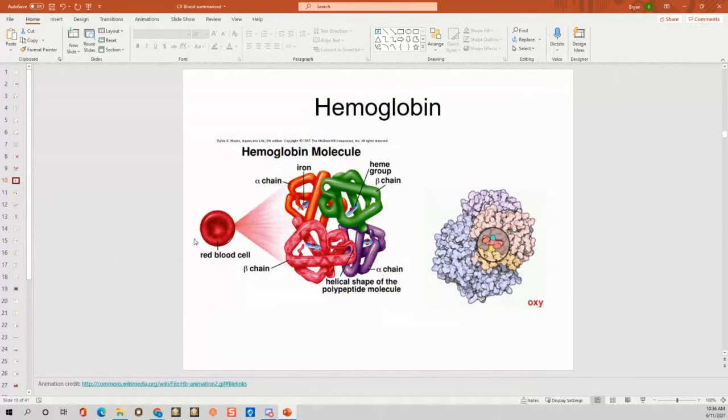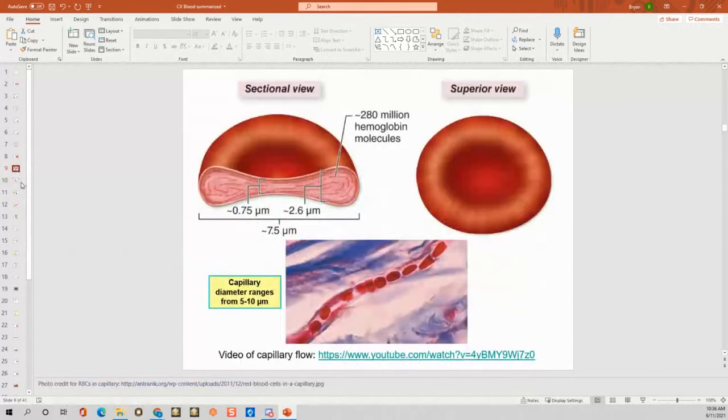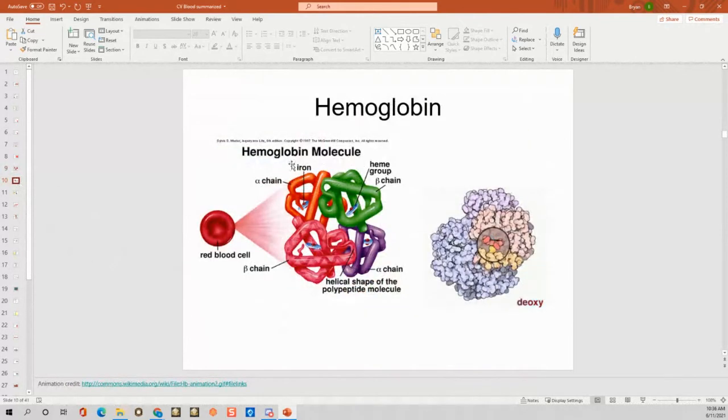What's going on with these hemoglobin? Hemoglobin are, again, I can't remember the number, 280 million hemoglobin per red blood cell. 280 million hemoglobin per red blood cell, multiplied by the 5 billion red blood cells per mil, multiplied by 5,000. You're starting to get the point. There are a lot of hemoglobin in your body.